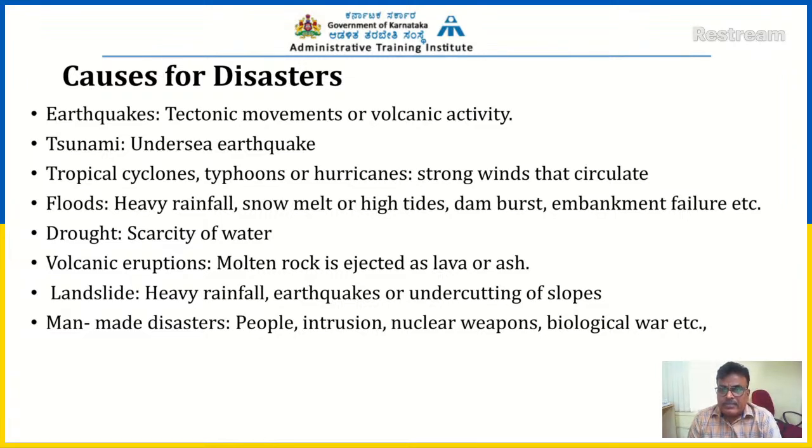So, volcanic eruption. You already know volcanic eruption is not so prevalent in India, but still, as a student of disaster management, you should know volcanic eruptions are caused by molten rock when it is ejected as lava or ash. Landslides are the result of not only heavy rainfall and earthquakes, but also undercutting of slopes. So many times landslides have happened due to man-made causes only.